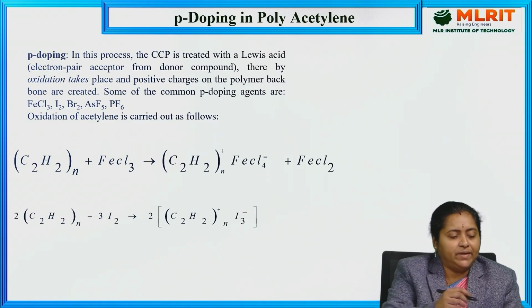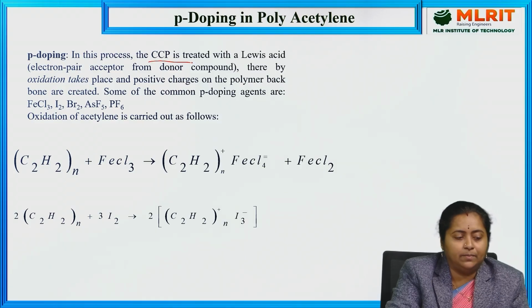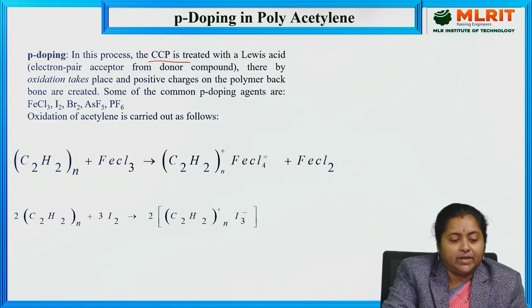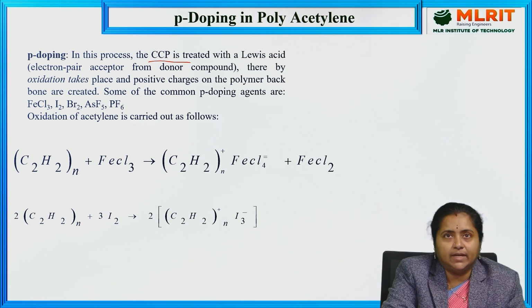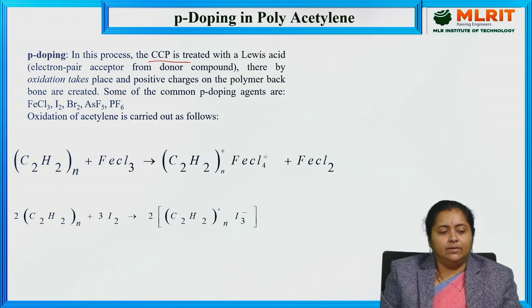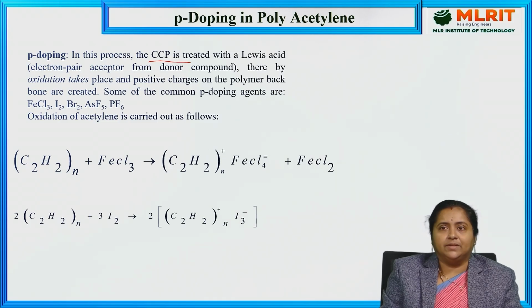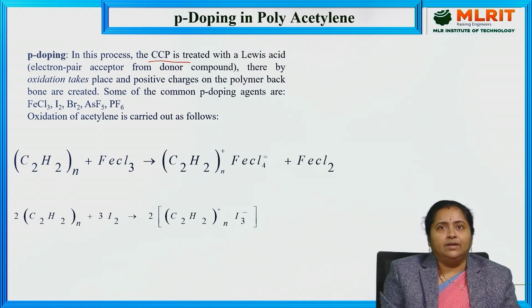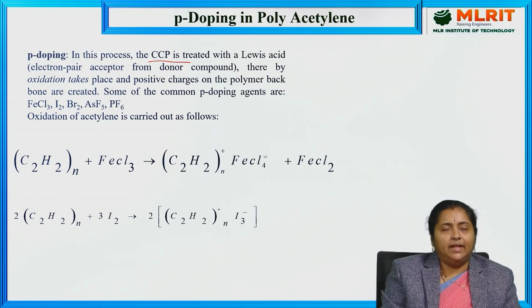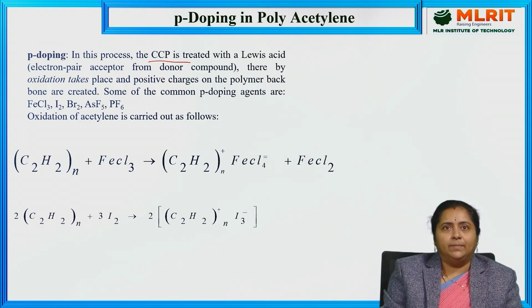So let us see this P-doping in polyacetylene. What is P-doping? In this process of P-doping, the ICPs, that is intrinsically conducting polymers, are treated with Lewis acids. What do you mean by Lewis acid? Lewis acids are considered electron pair acceptors. These are able to accept electrons from the donor compound. So thereby what will happen? Oxidation will take place, and as a result they are able to form a positive charge in the polymer backbone. Some common P-doping agents are ferric chloride, iodine, bromine, AsF5 and PF6.